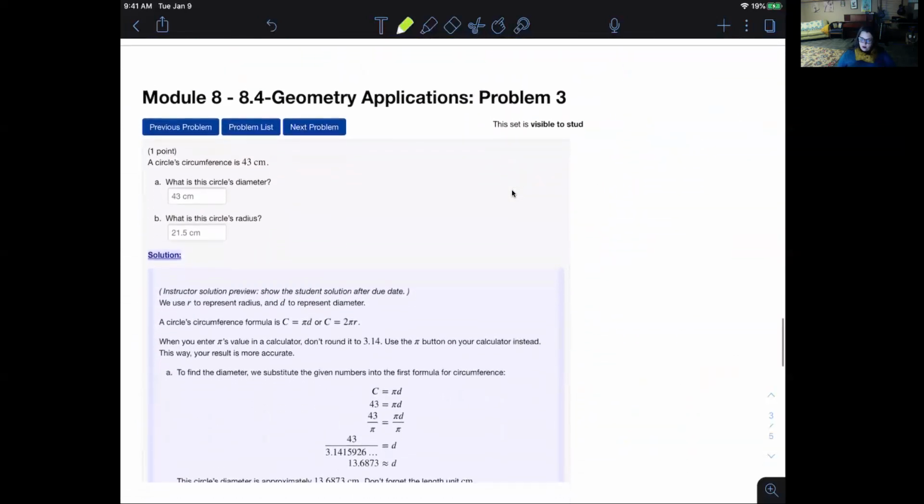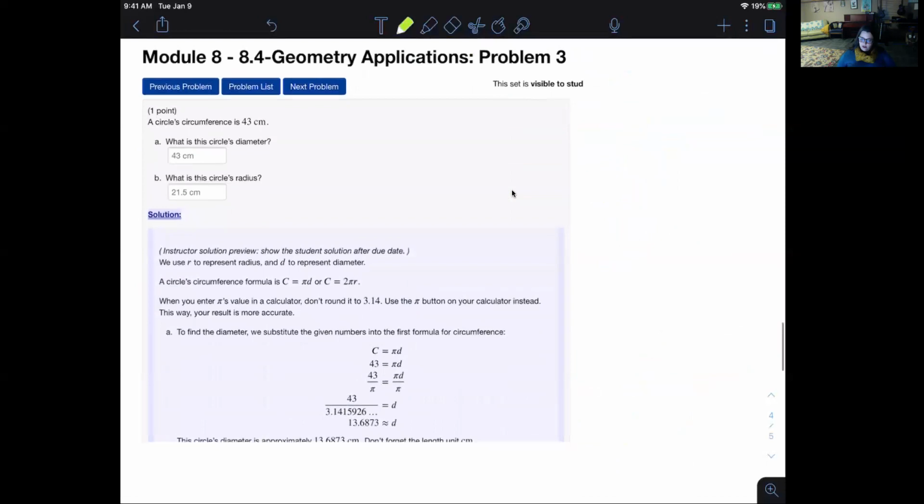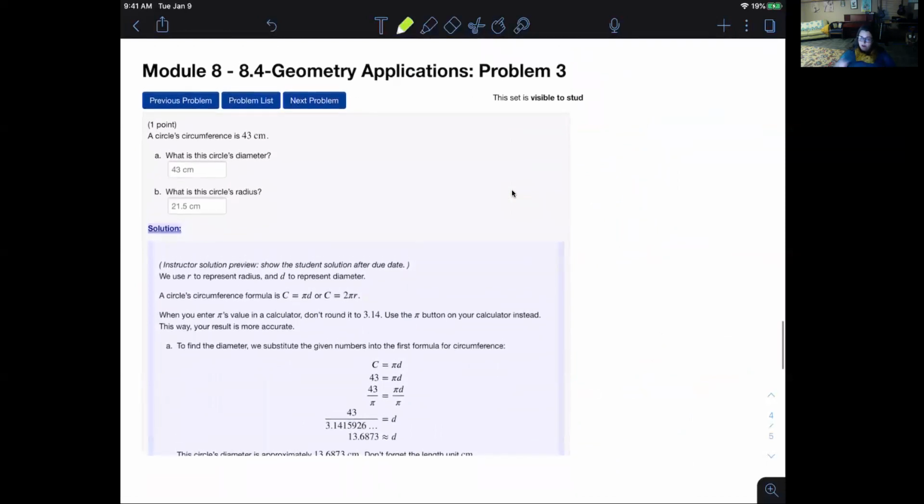Okay, just a few more. So here is a geometry application. So once we have that formula for the area of a circle and the circumference, we can kind of work backwards. So if we have a circle and we know that the circumference is equal to 43 centimeters, how can we find the diameter? And then how do we find the radius from there?